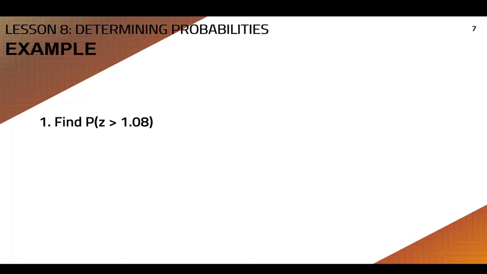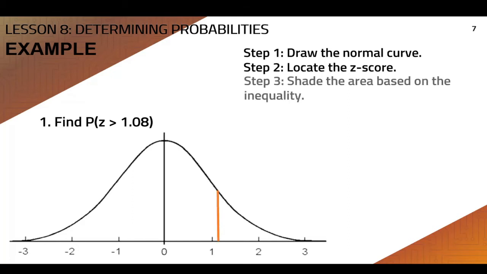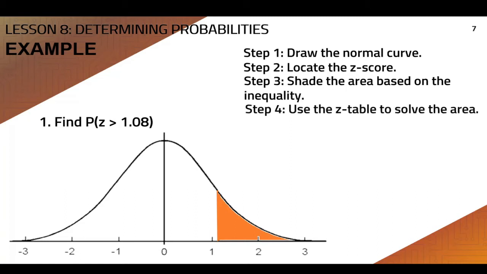Example: find the probability that the z-score is greater than 1.08. Greater than means to the right or above. What is our approach? First, of course, draw a normal curve. Next, locate the z-score, 1.08. Next, shade the area based on the inequality. Our inequality is greater than, so we shade the area higher than 1.08.